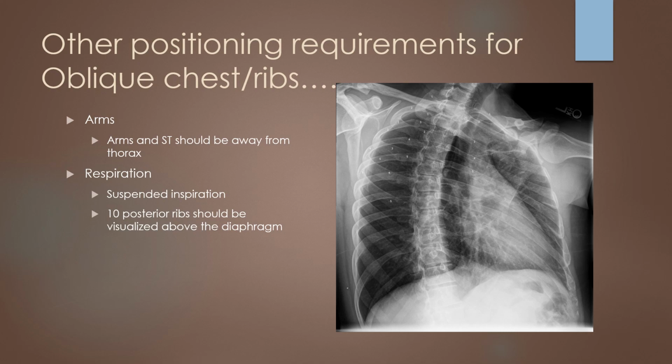Other positioning considerations or requirements are that the arms and soft tissue must be elevated and away from the image receptor. So we would say that the arms would then be abducted. Respiration should be suspended respiration on the second breath. We know we've accomplished that if we get those 10 posterior ribs above the diaphragm.